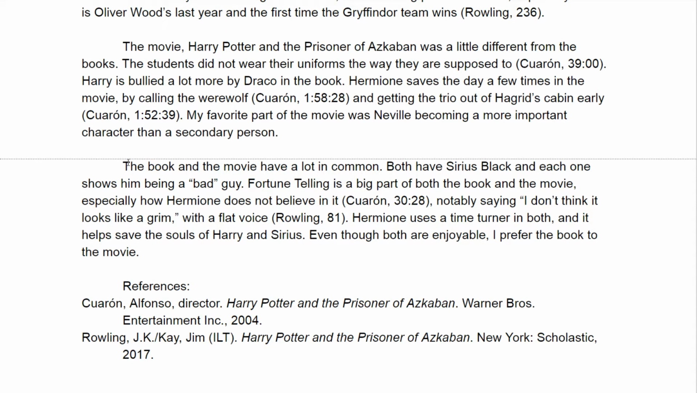In my third and final paragraph, I have information that the book and the movie have a lot of things in common. I discuss Sirius Black, who's a main character. He's seen as the bad guy in the entire movie and the entire book. And there's no talk of Voldemort at all. So here I cite the director for the movie as well as the author for the book because I'm using instances on both of them to say how it's similar.